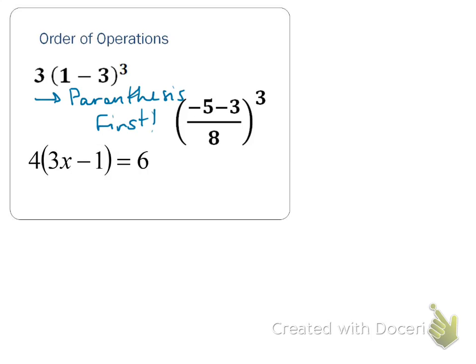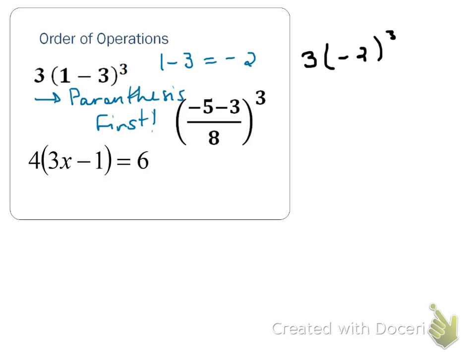Okay, order of operations. So for this top left one, we have values in the parentheses that doesn't have a variable, so we need to solve inside those parentheses first. So 1 minus 3 is negative 2. So then when we rewrite it out, we have 3 times negative 2 to the third.